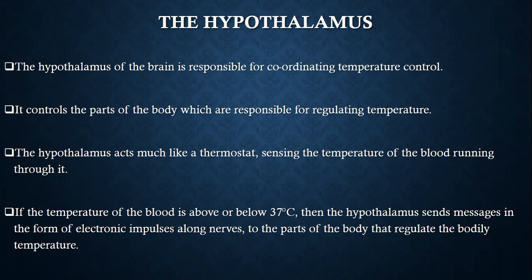So what happens is that you perceive the drop in temperature, yes, all right, but when the blood passes through the hypothalamus of the brain, it senses, right? So it operates much like a thermostat would. When it senses that the blood that passes through it is above or below 37 degrees Celsius, it would send electrical impulses, which are like encoded messages along your nerves to the special body parts that regulate bodily temperature.